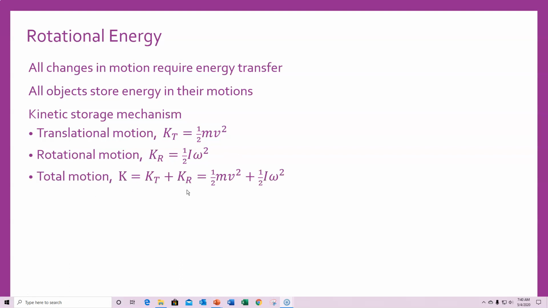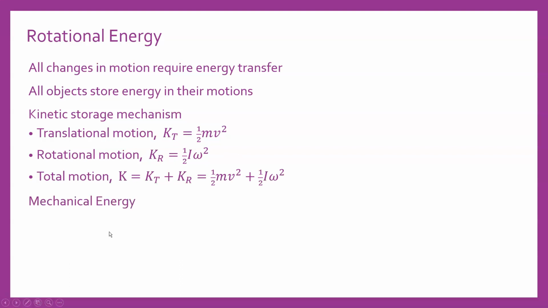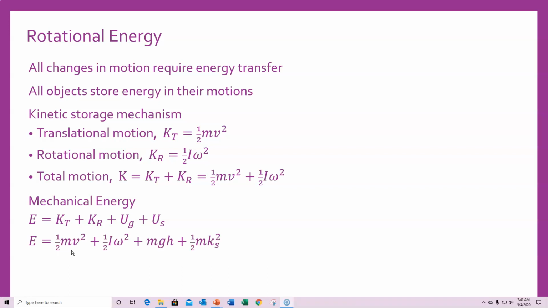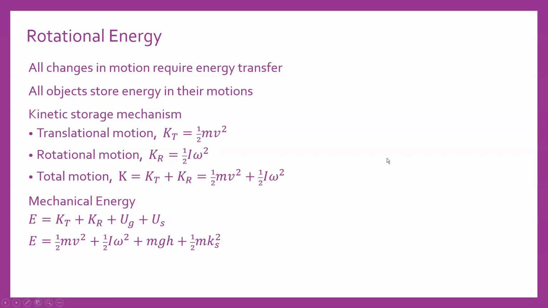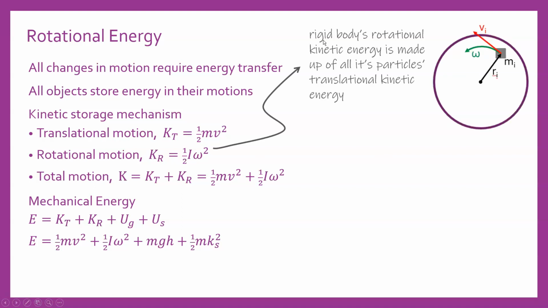The total kinetic energy is thus the sum of these two kinetic energies. Mechanical energy is made up of the translational kinetic energy, the rotational kinetic energy, and of course the gravitational potential and elastic potential energy. We can rewrite that in terms of some more basic quantities. Let's take a look at how we derive this expression for rotational kinetic energy. And so what we first need to realize is that a rigid body is made up of an infinite number of small masses, and its total rotational kinetic energy is made up of all of these small particles' translational kinetic energy. So here is the derivation.